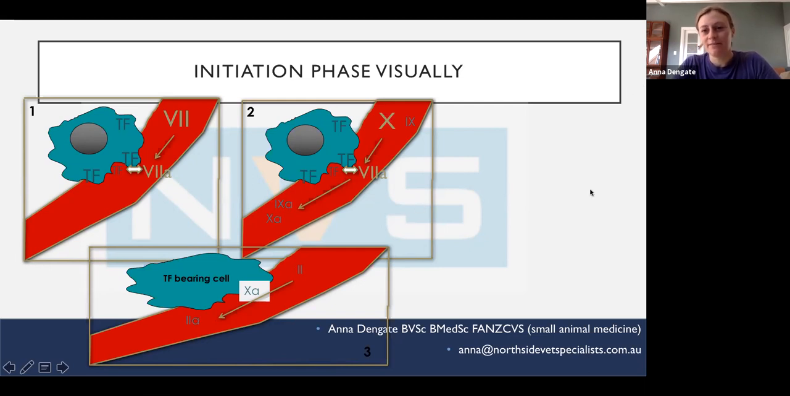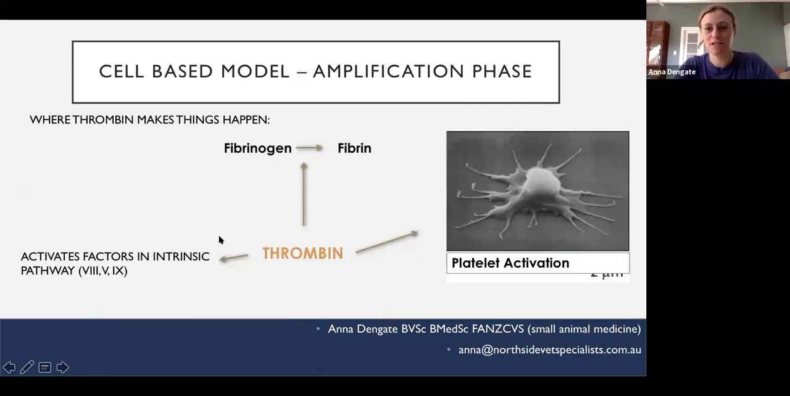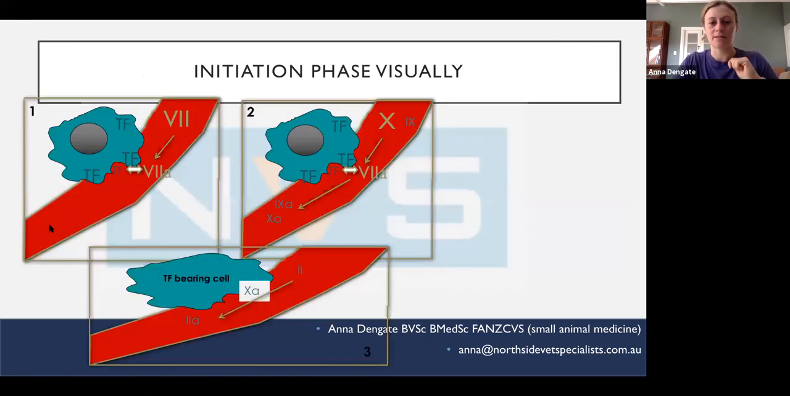Is that all right, everybody? Yeah. So we've got initiation of clot formation via that extrinsic pathway, with tissue factor being the thing that really started, I'm going to go back, sorry, that started the clot forming.